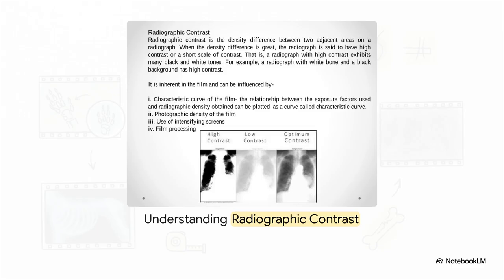It's basically just stark black and white with zero subtlety. The middle one is low contrast, looking totally washed out. But that image on the right, that is optimum contrast. It gives you the perfect, readable scale of black, white, and all those necessary gray tones in between so you can actually see the tissues properly.